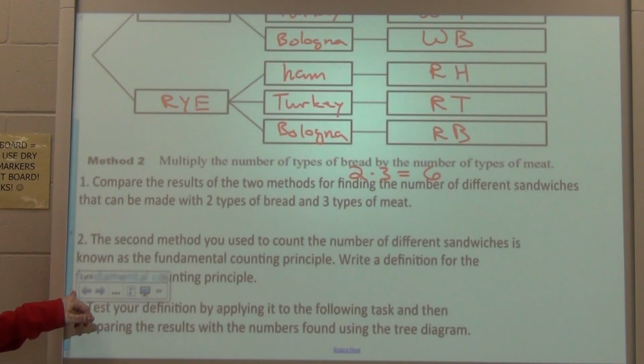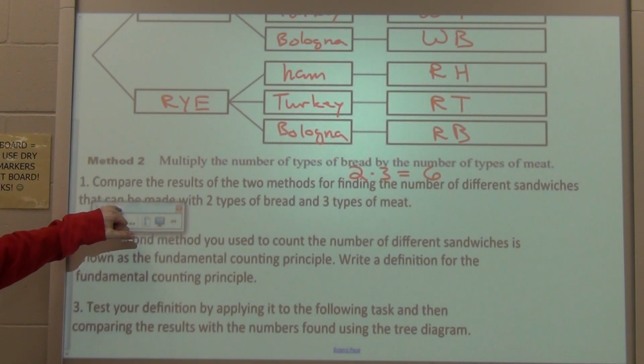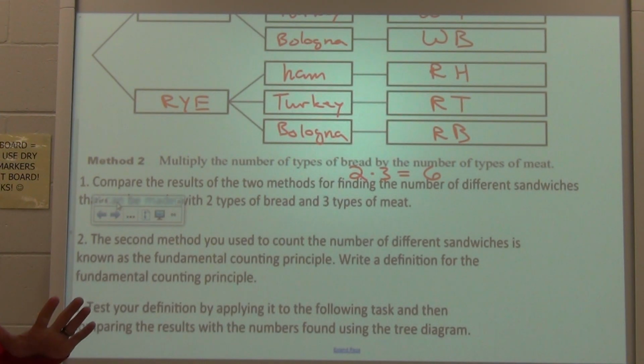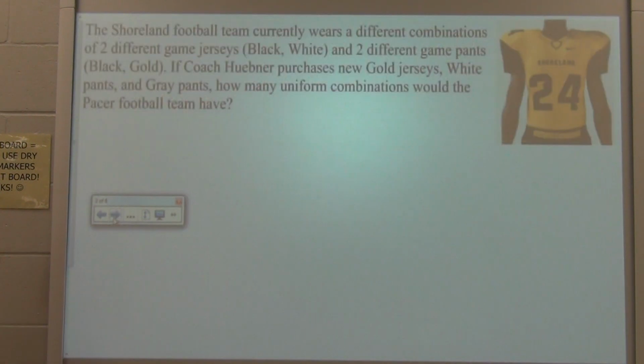So comparing the results of those two methods, and that's what it says in your notes. Compare those two, well, obviously we just said it's the same. So the second method that we use to count the number of different sandwiches is known as the fundamental counting principle. Write a definition for the fundamental counting principle. I'll let you think about that one and write something out there, and you can check your textbook for the exact answer. Now, whatever your definition is, we're going to test that by applying it to the following situation.